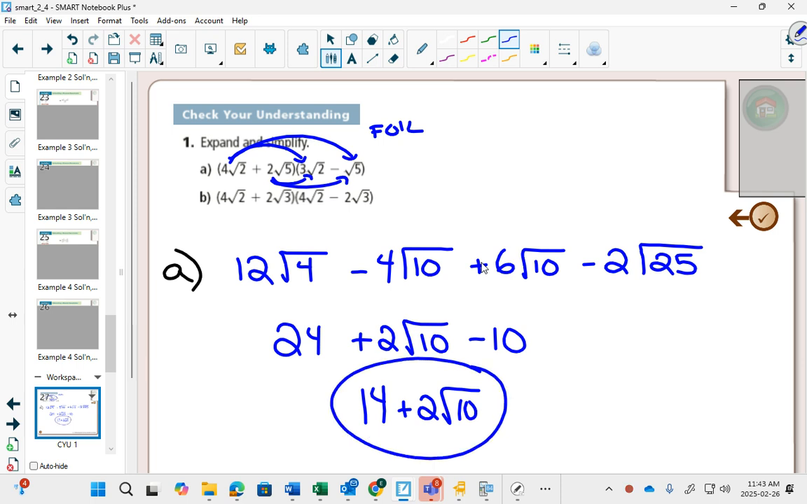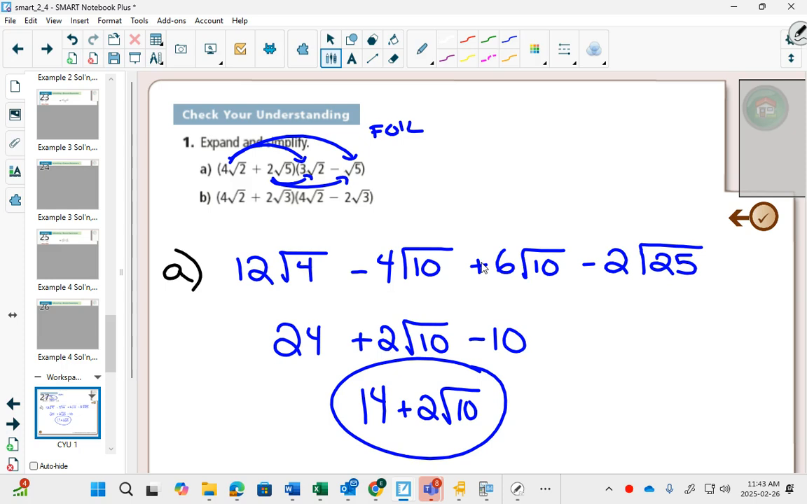Those aren't like terms, so I can't add them. I check the root 10 to make sure I can't simplify it further. But there's no perfect square that divides 10. Can't divide it by 4, can't divide it by 9. So we would be done at this point, simplified completely.